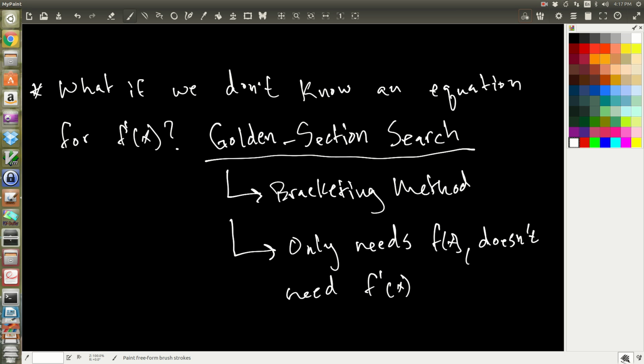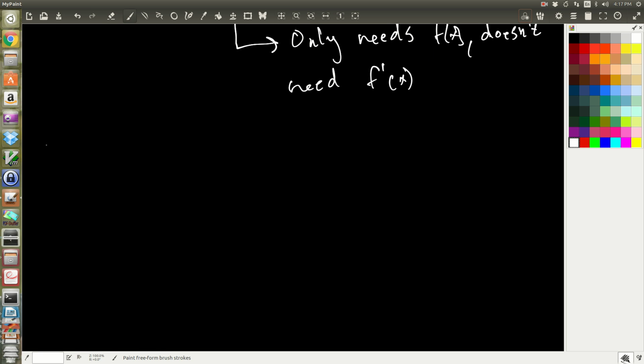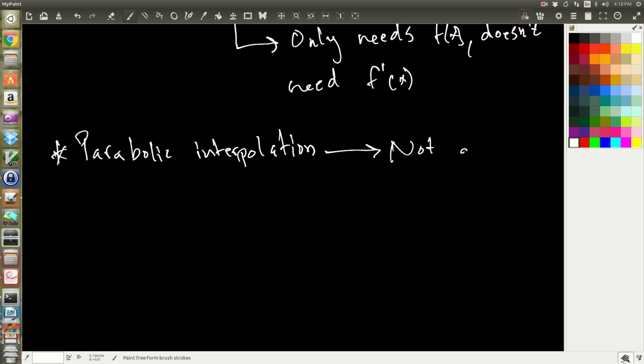Anyways, there's one other method that I'm going to mention. In addition to this, there's another method called parabolic interpolation. I'm not going to really discuss this method, but just so you're aware of it. If you want to learn about it, it's in the book, and I believe there are some slides on it in my slides.